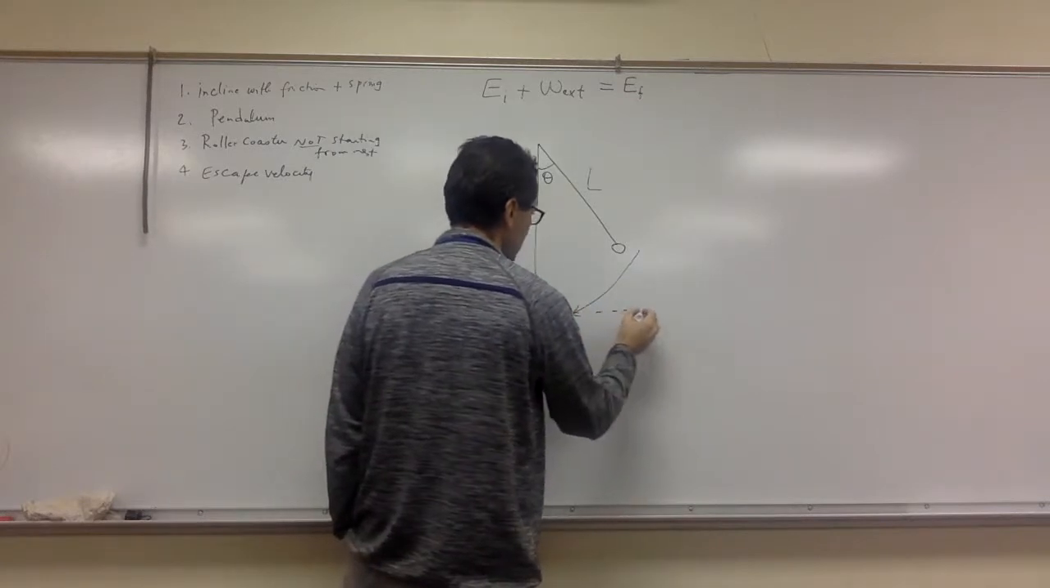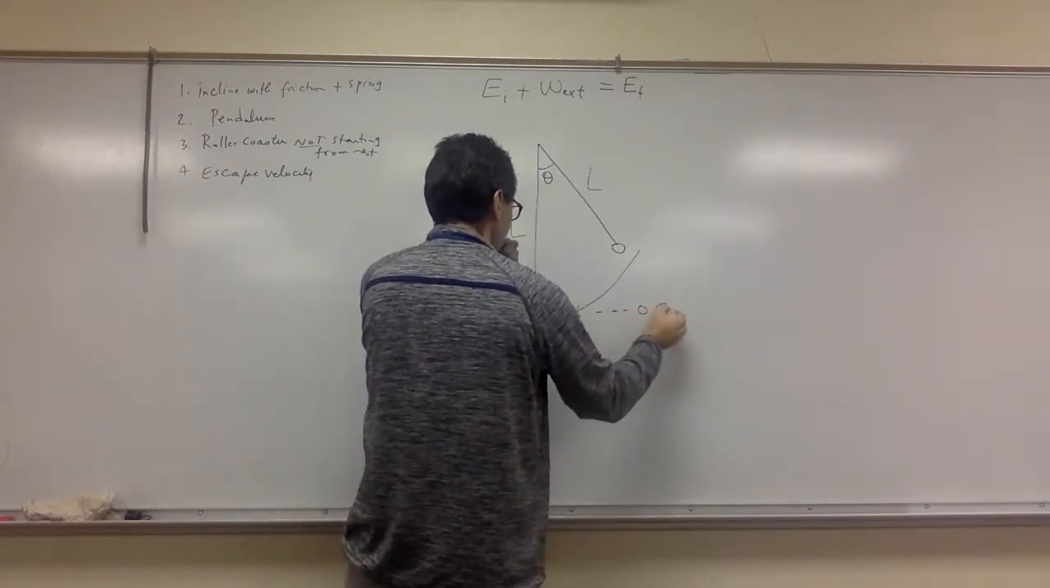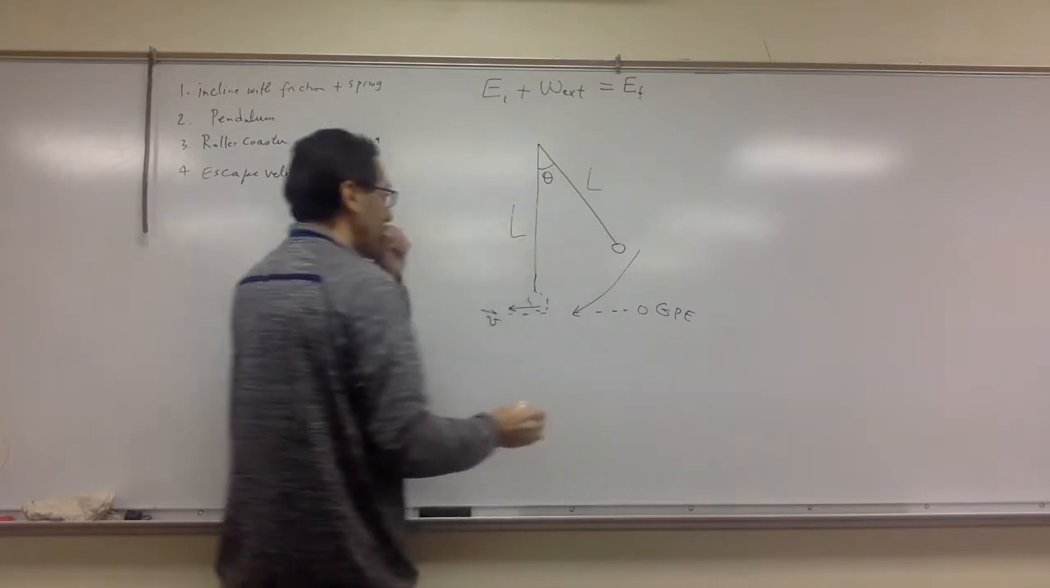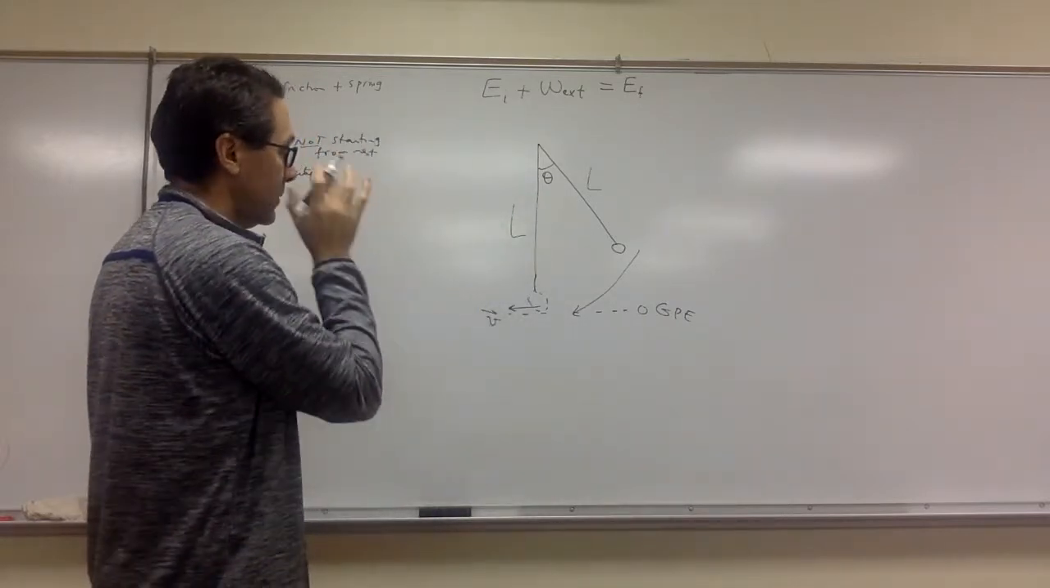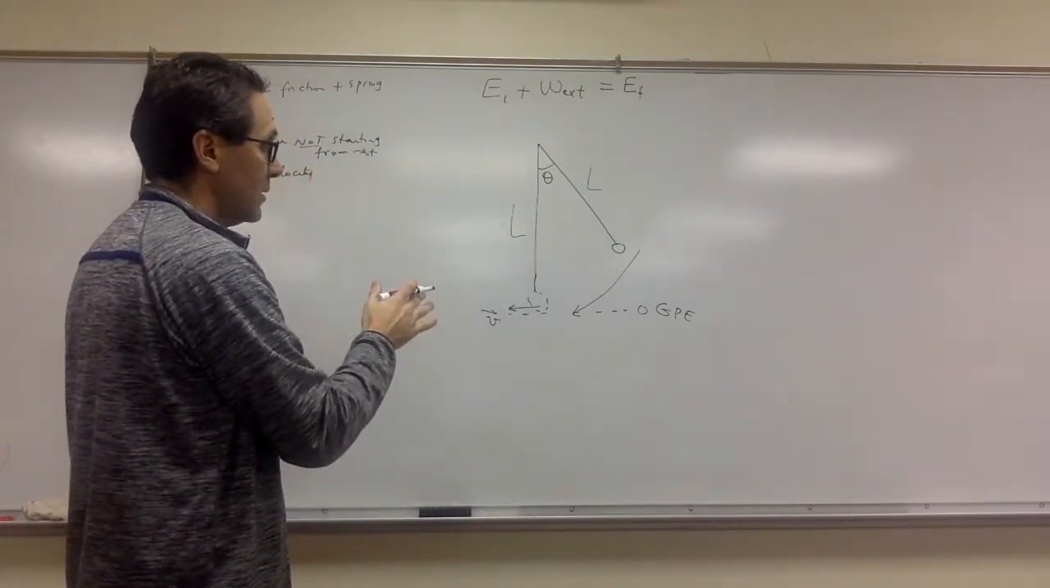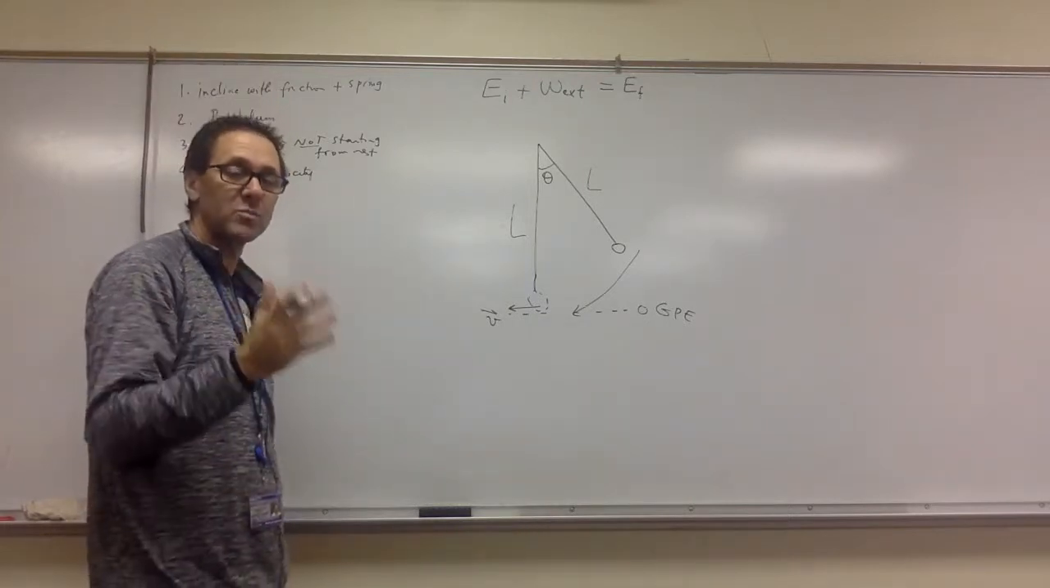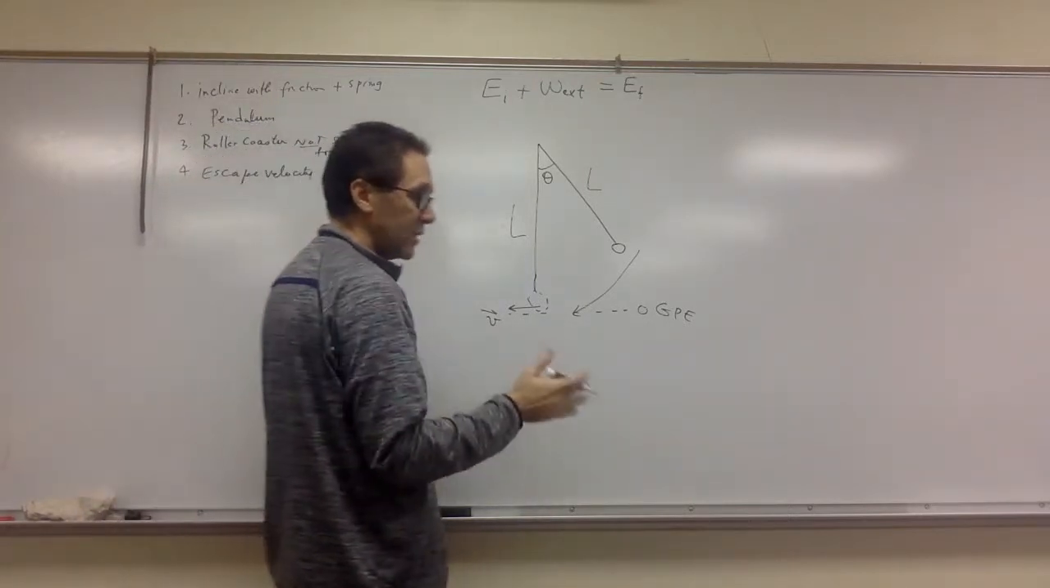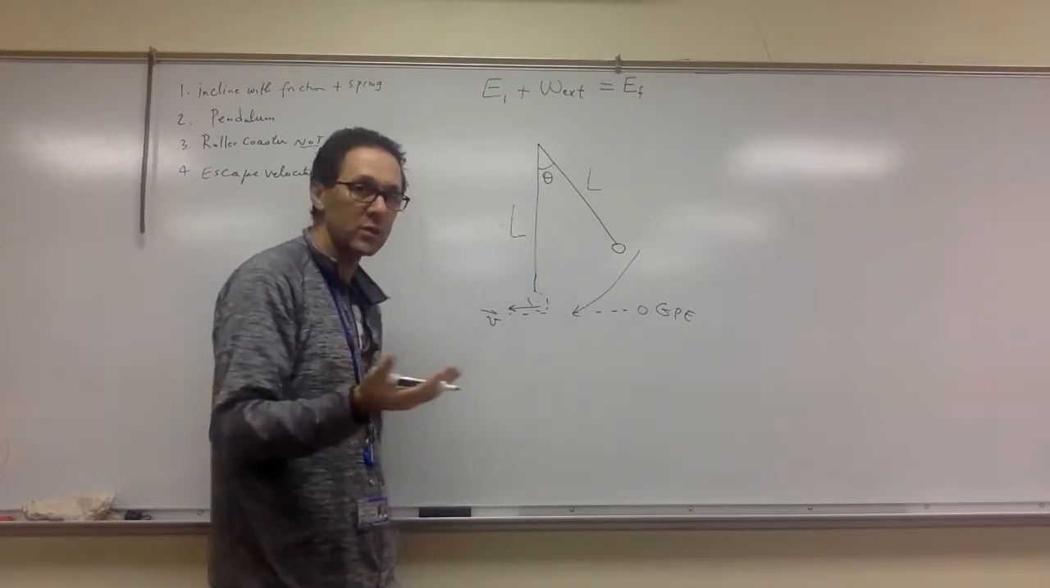Now I'm going to choose the lowest point as the 0 for gravitational potential energy. And again, you can choose whatever you want. It's up to you. But I'm going to choose the lowest point all the time. It just makes the math simple. I never have to deal with this concept of negative potential energy.